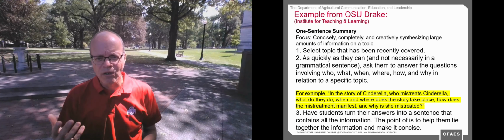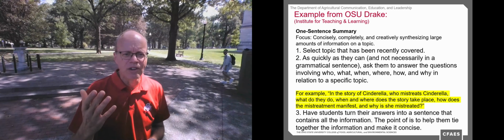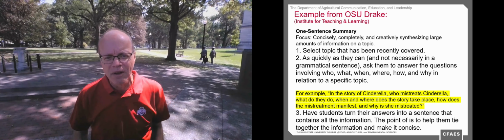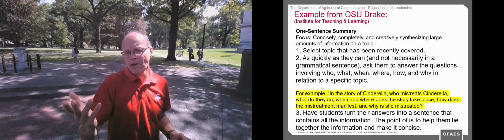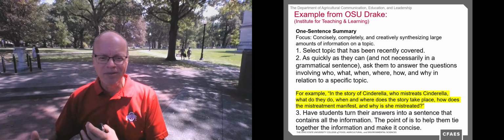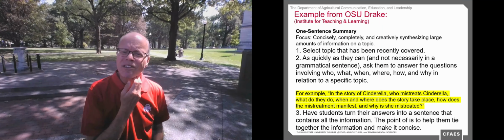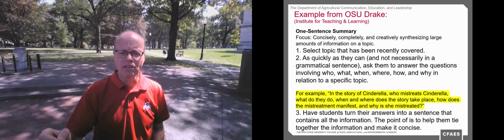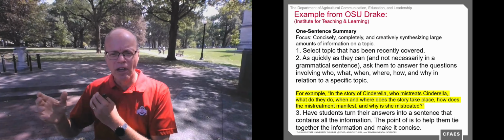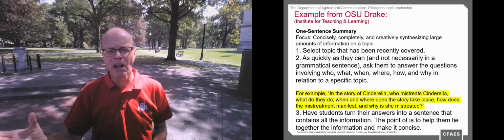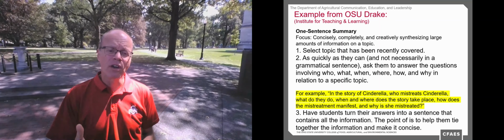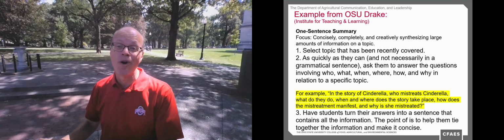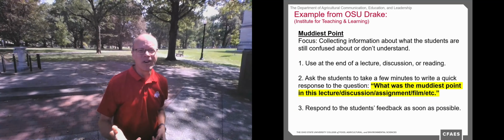And here's the example there, Cinderella, in the story Cinderella. Who mistreats Cinderella? What did they do? When did they do it? Where does the story take place? How does the mistreatment manifest? And then why the nefarious people who are doing this, the stepmother, whoever it was. And then have them put those into a sentence. So now their brain is doing an additional step of constructing from these elements, and that can be pretty powerful. You look at those and you'll have an idea of whether or not that learning has transferred, of whether or not your program worked.